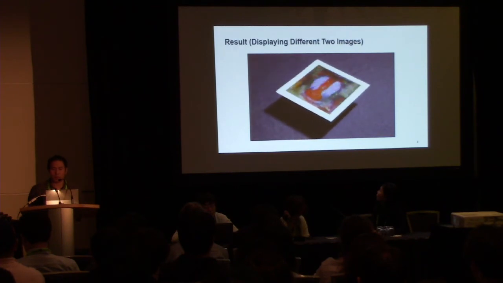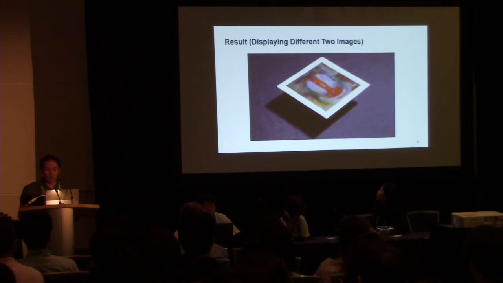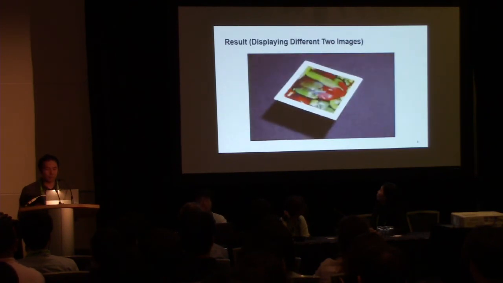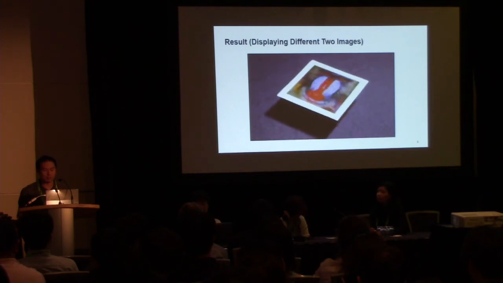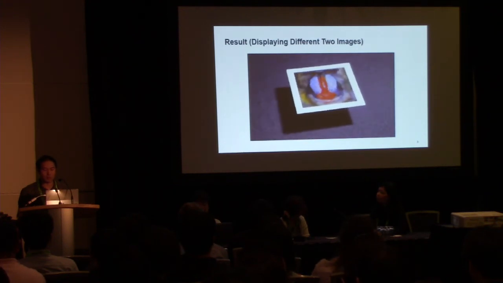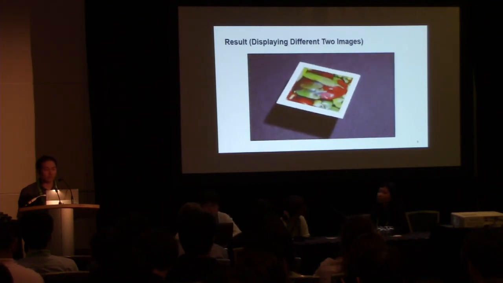And I will show our results. This video shows an example of a reflector displaying two different images. We set the two azimuth angles to 0 and 19 degrees. The reflector shows each image clearly, and there is no ghosting effect in the specified viewing directions.